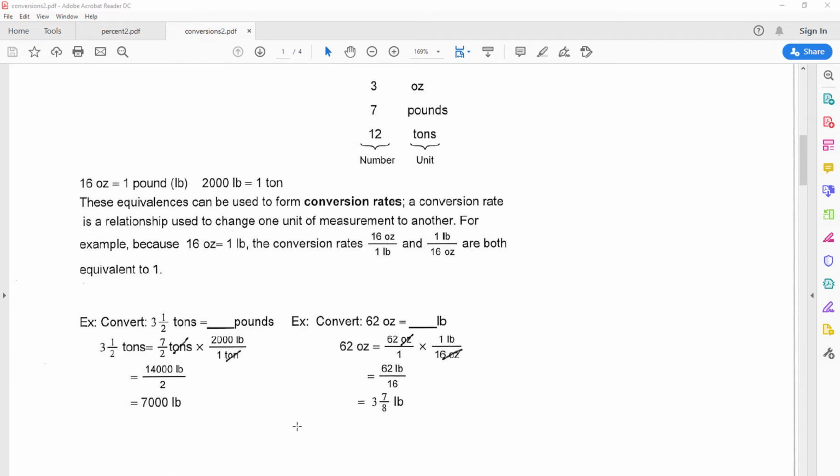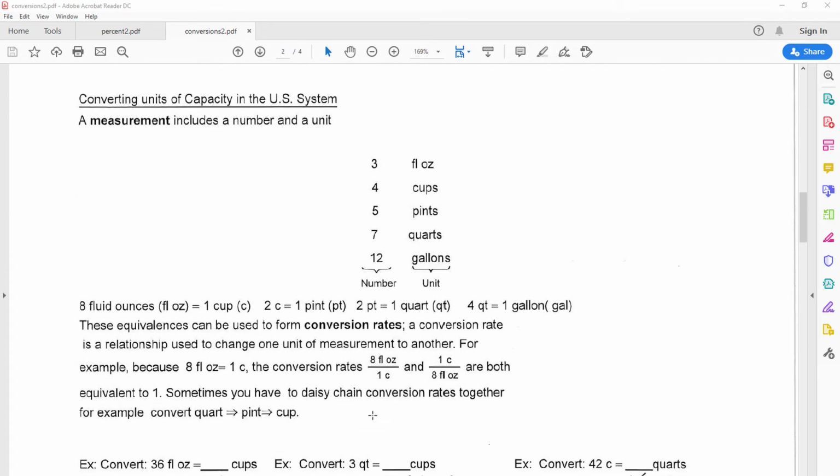The next one here, we have 62 ounces is equal to so many pounds. Okay, so I want ounces to cancel out. I want to replace it with pounds. Now I think about the relationship between ounces and pounds. I see that 1 pound is 16 ounces. Okay, and I multiply, and I'm left with 62 pounds over 16, which is 3 and 7/8 pounds.